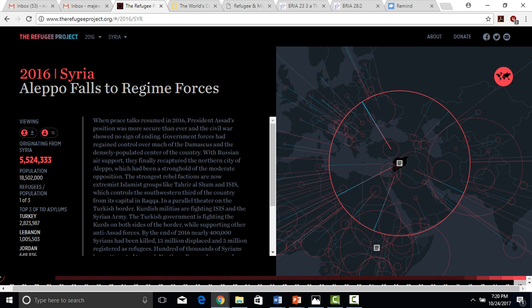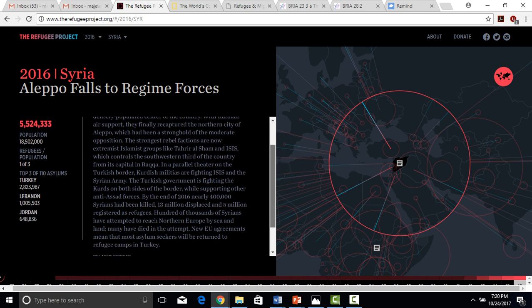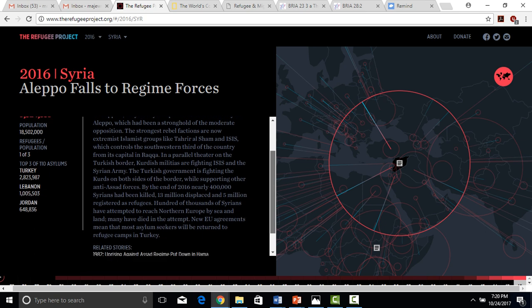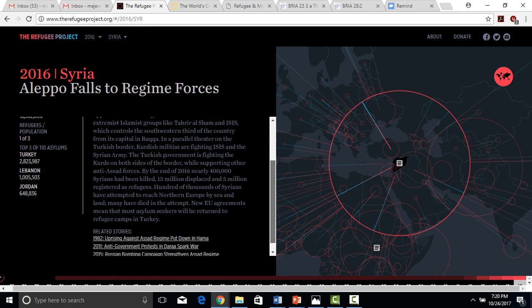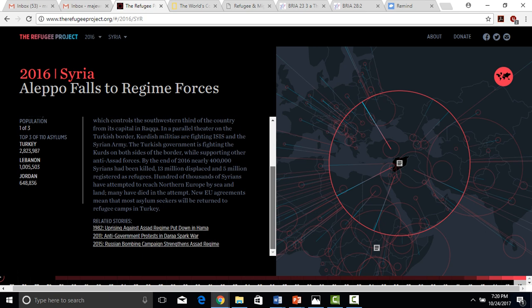Government forces had regained control over much of the Damascus and the densely populated center of the country. With Russian air support, they finally recaptured the northern city of Aleppo, which had been a stronghold of the moderate opposition. The strongest rebel factions are now extremist Islamic groups like Tahrir al-Sham and ISIS, which control the southwestern third of the country. In a parallel theater on the Turkish border, Kurdish militias are fighting ISIS and the Syrian army. The Turkish government is fighting the Kurds.